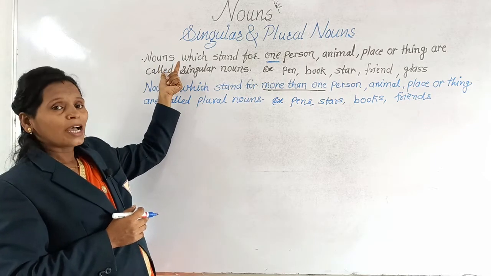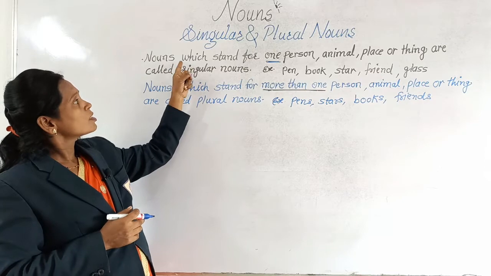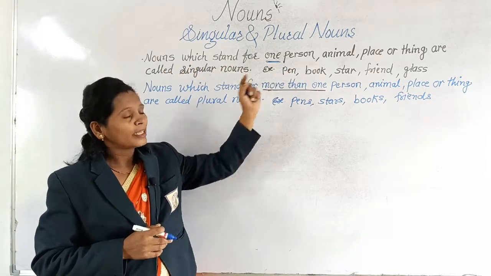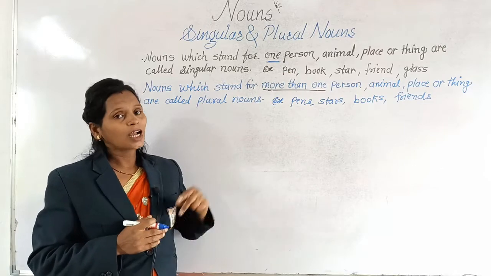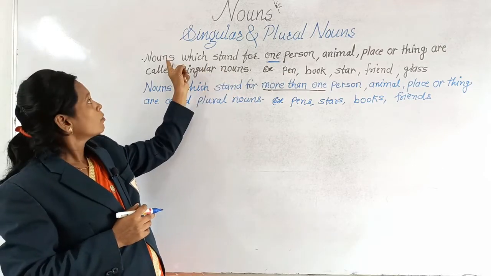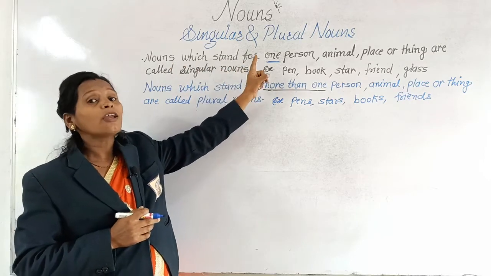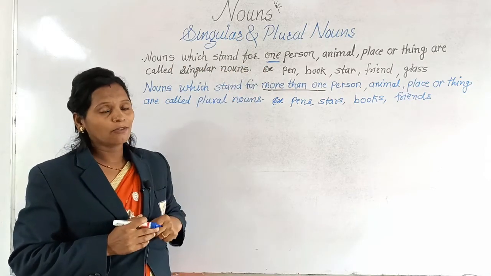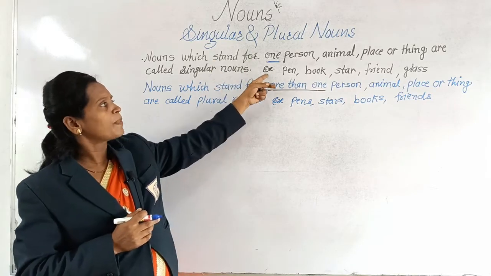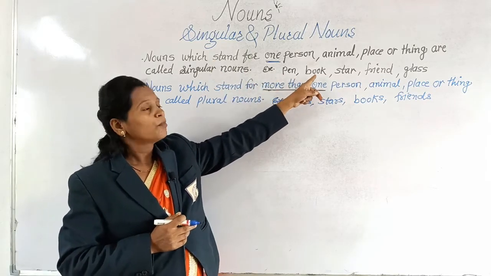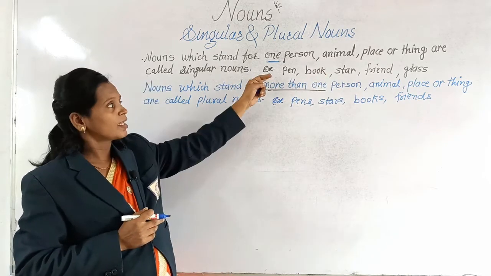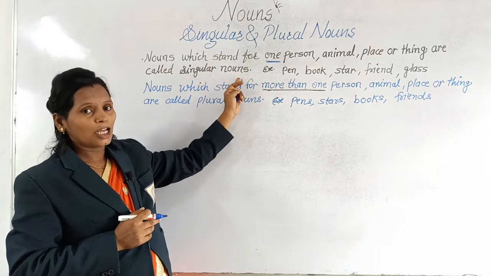Now I read: nouns which stand for one person, animal, place or thing are called singular nouns. How can you say that? Nouns which stand for only one person, one thing, one place are called singular nouns. Some examples are here: pen, book, star, friend, glass. So these are examples of singular nouns.